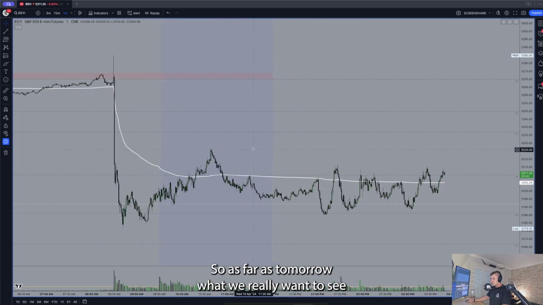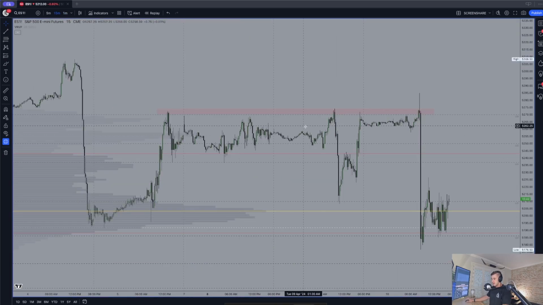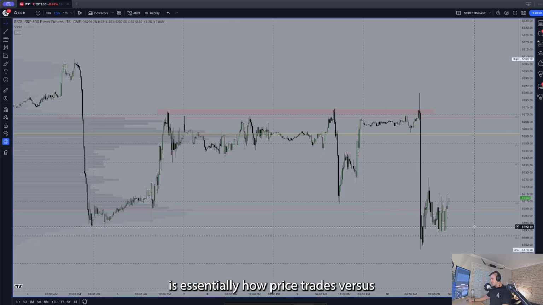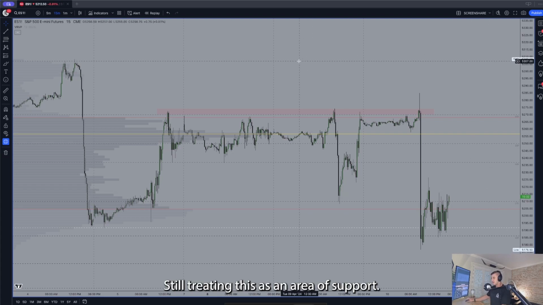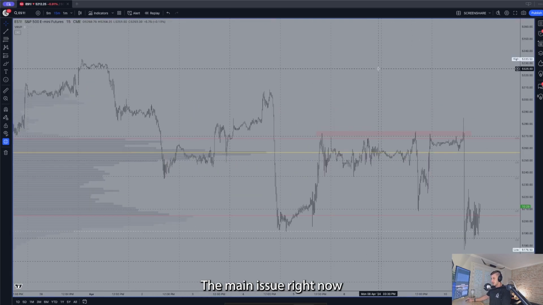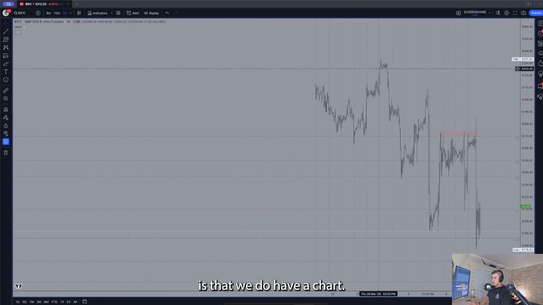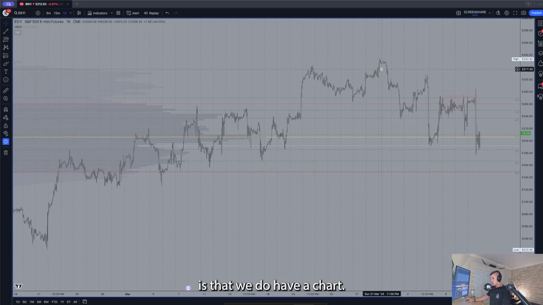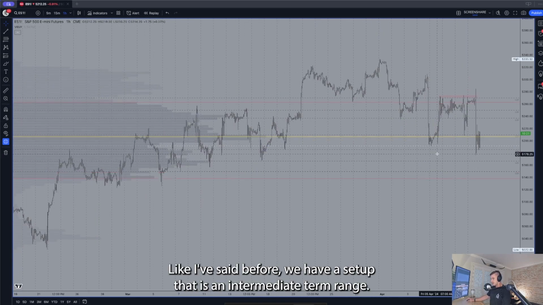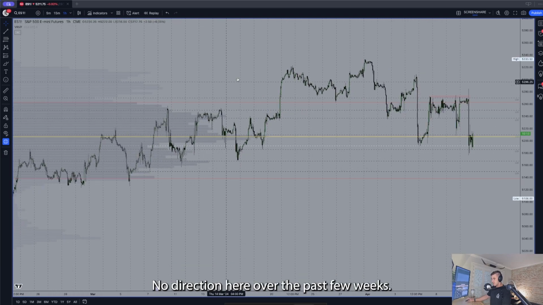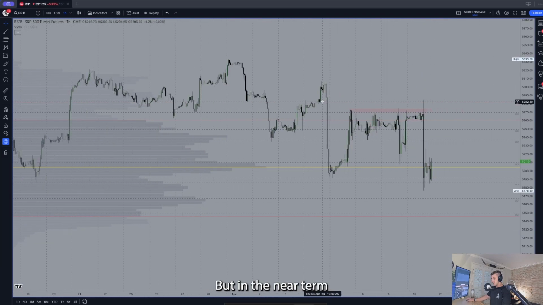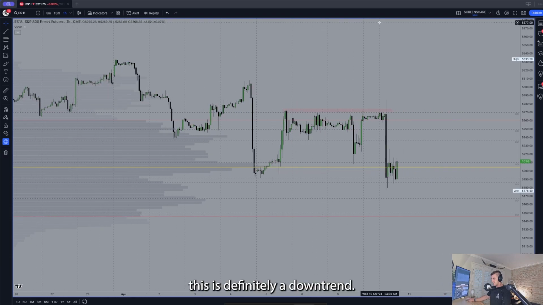So as far as tomorrow, what we really want to see is essentially how price trades versus this 5192, 5185 downside level of interest, still treating this as an area of support. The main issue right now is that we have a chart, like I've said before, we have a setup that is an intermediate term range. So multi-month, multi-week range here just means trading sideways, right? No direction here over the past few weeks, but in the near term, this is definitely a downtrend.